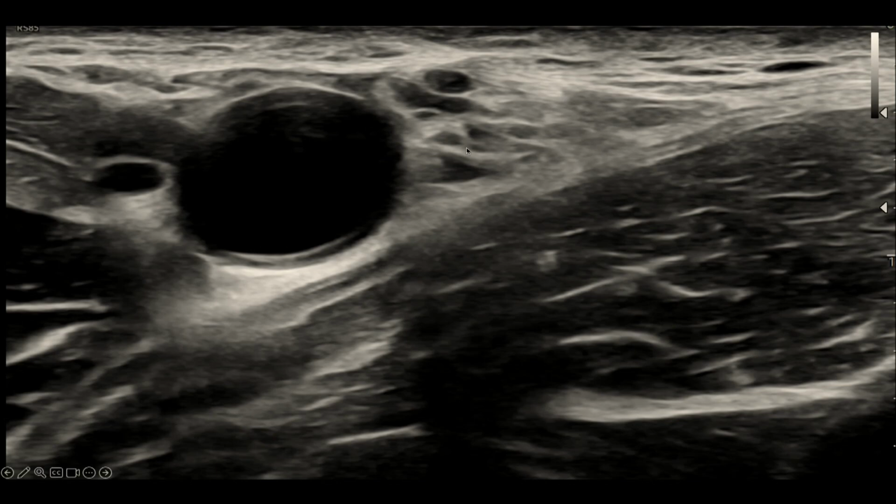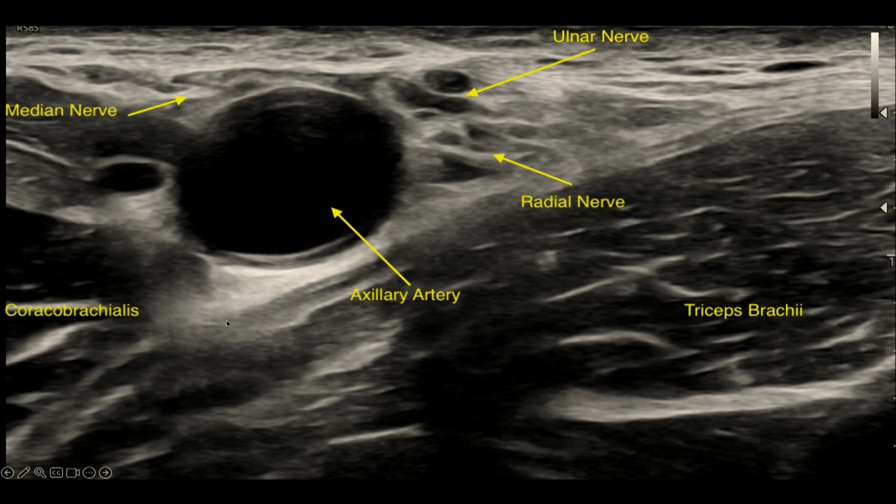Now we can see that again in still image with labels. There again is the demonstration of the radial nerve, the position of the ulnar nerve, the median nerve, and at some level you can often see the contribution of the medial root of the median nerve and lateral root of the median nerve. The axillary artery and its muscular walls, and the triceps brachii and coracobrachialis.